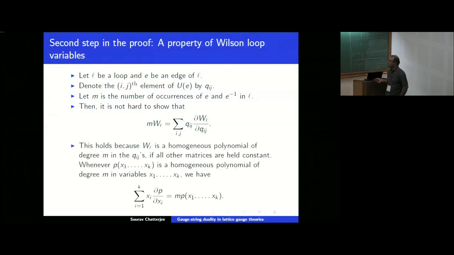This is because W_L is a homogeneous polynomial of degree M in the Q_ij's, if all the other matrices are held constant. Whenever you have a homogeneous polynomial of degree M, you have this identity: the summation of x_i ∂p/∂x_i is M times the polynomial. So it comes from this, and you have this representation.